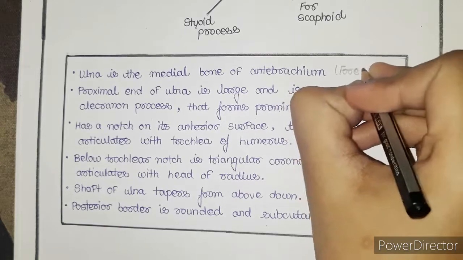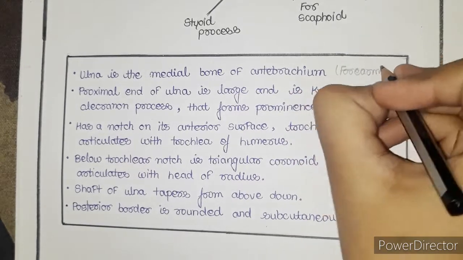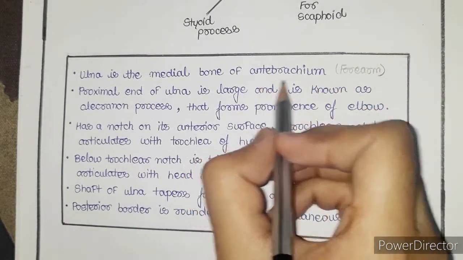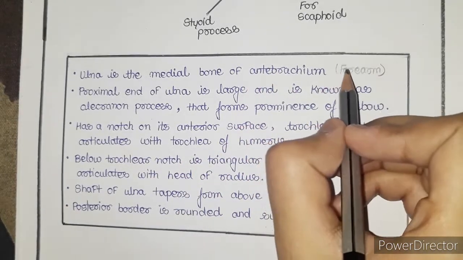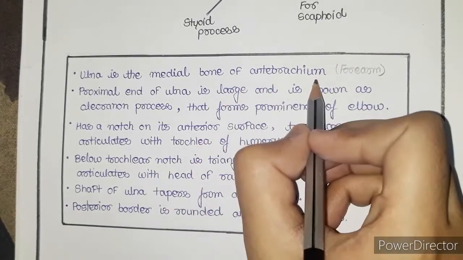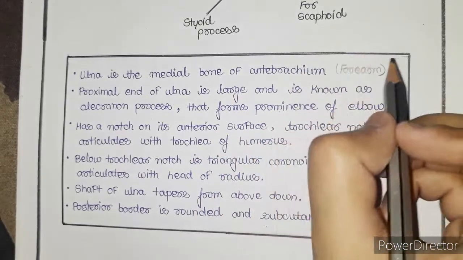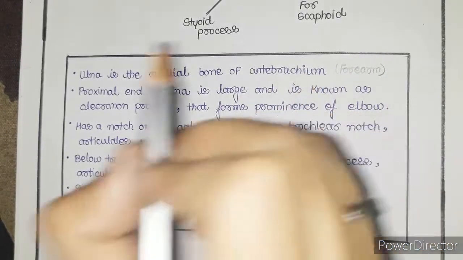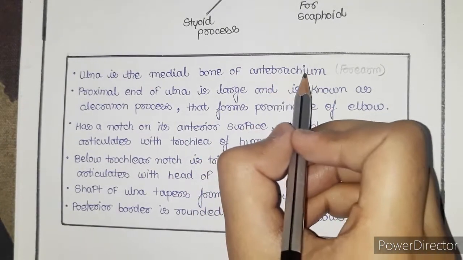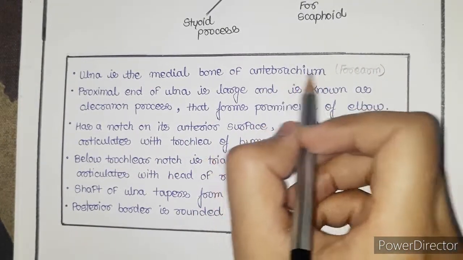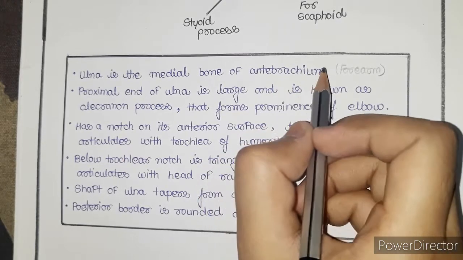If you didn't see my previous video of radius, you may not know the meaning of antebrachium. It is known as the forearm. The technical word for forearm in anatomy is antebrachium, and the technical word for arm is brachium. You can remember this like this: we have brachial artery also, brachial plexus also. So arm is known as the brachium in anatomy.